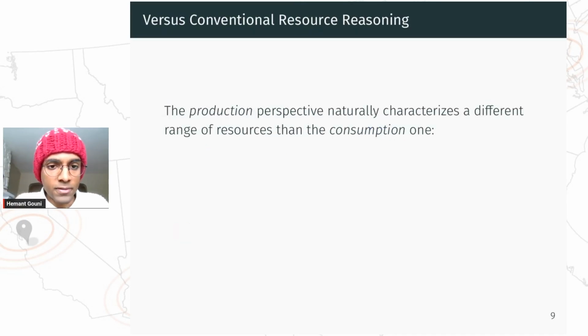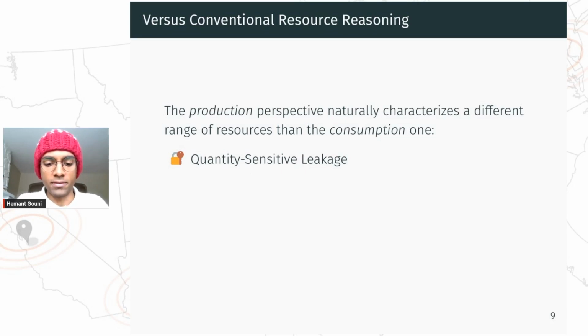And the thing to take away from all these examples is that the production perspective very naturally characterizes a different range of resources than the consumption one, right? With this password leakage example, it's very natural to think of a computation handling some secrets as producing information about that secret, right? It's not as obvious how you would characterize information leakage as a matter of consumption. And again, with capabilities, a capability is something that's produced by an authorization computation. It's not very clear and actually quite difficult to characterize it as a matter of somehow consuming a resource.